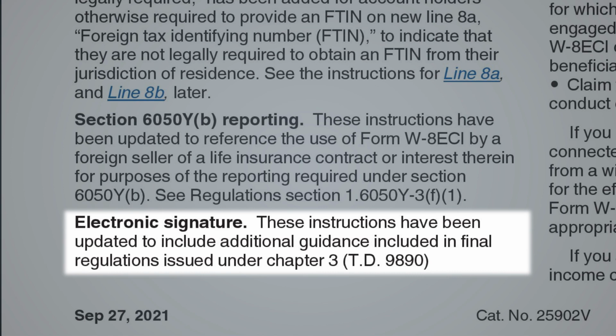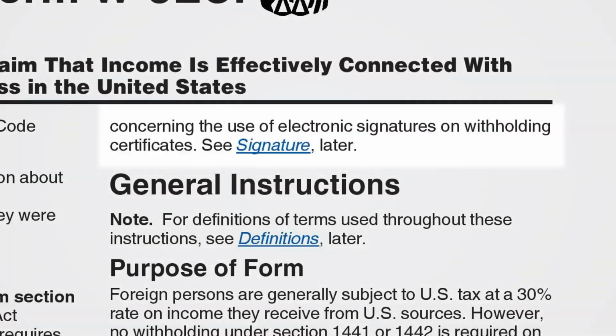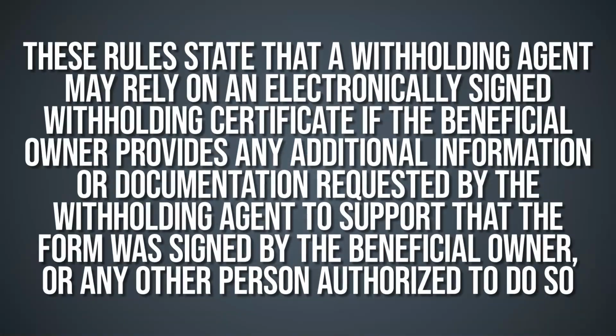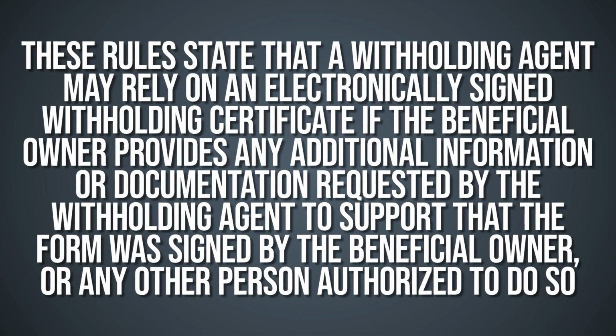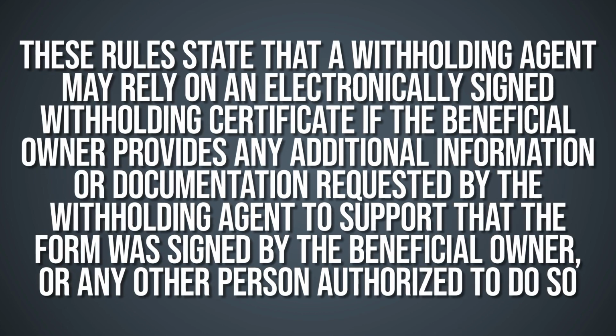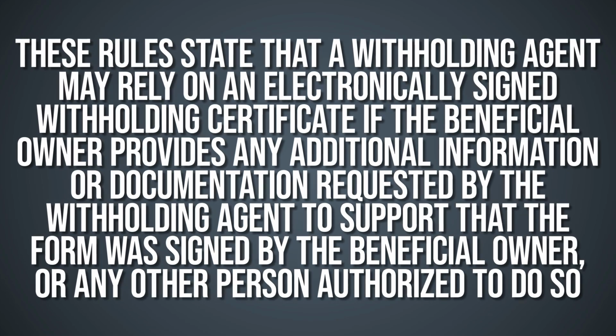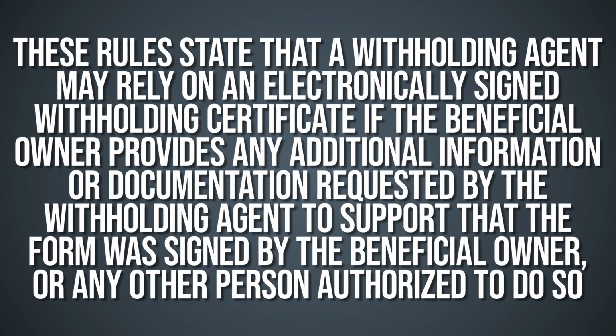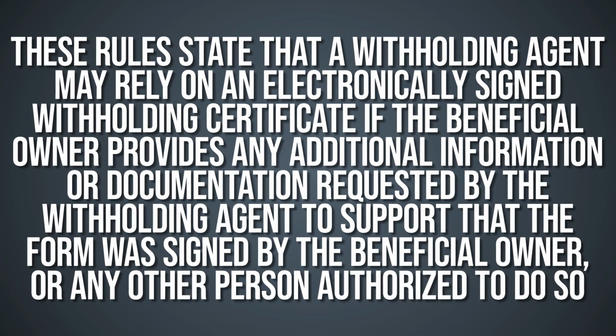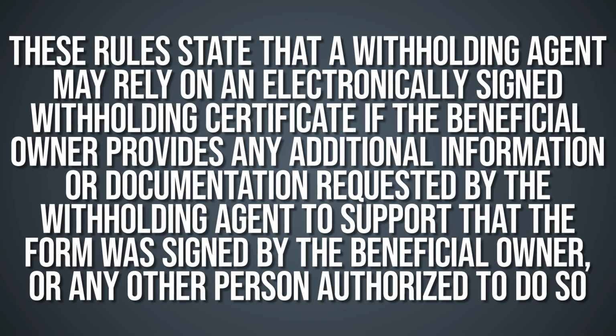regarding the use of electronic signatures on withholding certificates. These rules state that a withholding agent may rely on an electronically signed withholding certificate if the beneficial owner provides any additional information or documentation requested by the withholding agent to support that the form was signed by the beneficial owner, or any other person authorised to do so. The instructions also include a reference to the corresponding regulations.